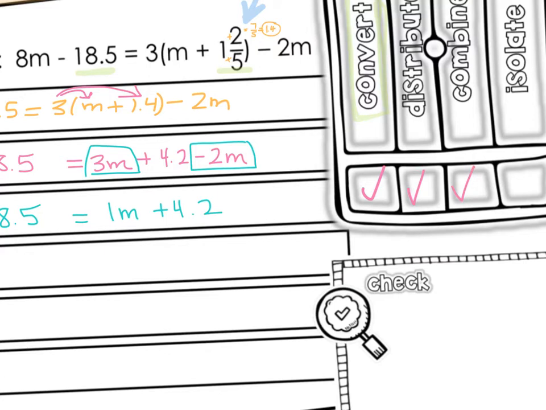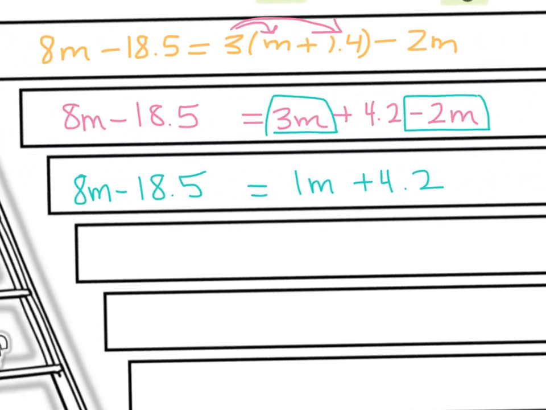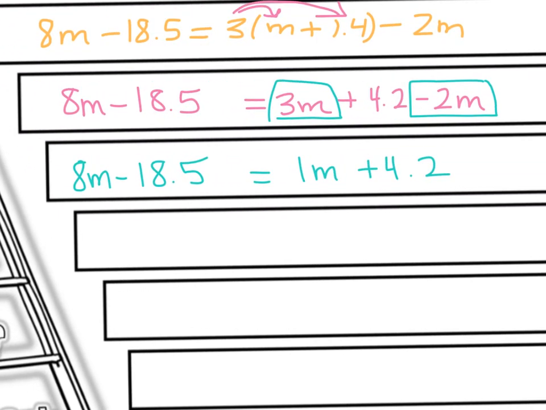Isolate means get our variables together and get our constants together. I want to move my variables first, and I use inverse operations. See how there's an m over here and an m over here? I need to get those together. So to get those together, I'm going to subtract 1m from both sides. That leaves me with 7m, and then bring everything down.